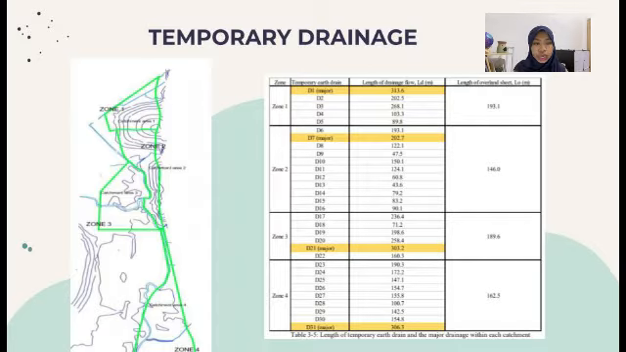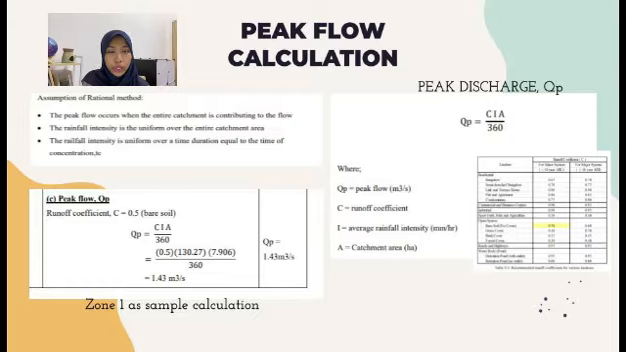As the figure shows, there are altogether 4 zones representing 4 divided catchment areas in the project, labeled as Zone 1, Zone 2, Zone 3, and Zone 4. For each catchment area, the major drainage, which is the most critical, will be designed, and the rest of the drainage will follow the same design. The next one is peak flow calculation.